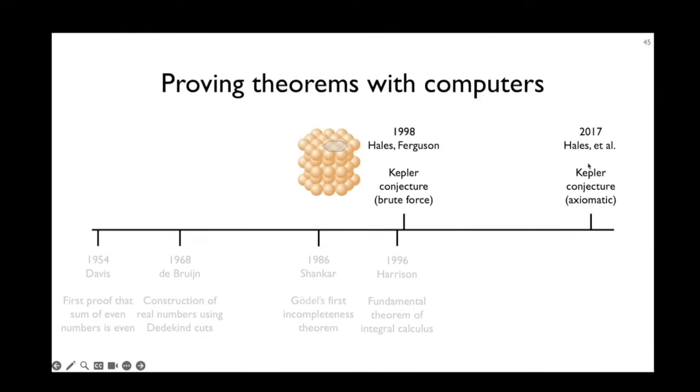That same story happened with the Kepler conjecture. The Kepler conjecture asks: is the hexagonal close packing, the face-centered cubic version of that, the most efficient way to pack spheres in three-dimensional space? That was rigorously proved using a brute force approach in 1998, and then a similar approach, but tying it all the way back down to the axioms, in 2017. But each of these sort of, and I'll leave it at that.